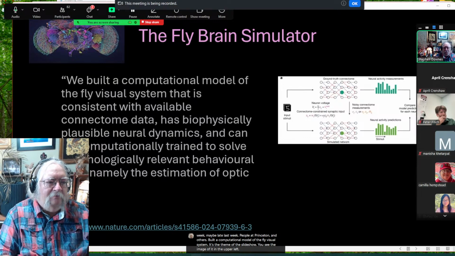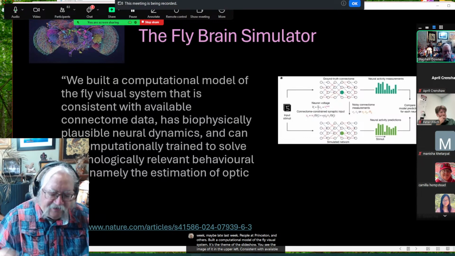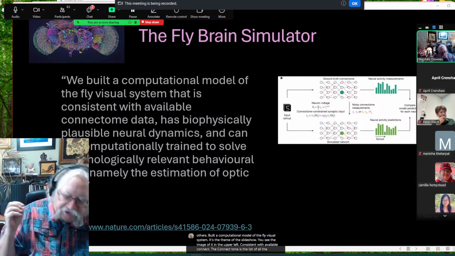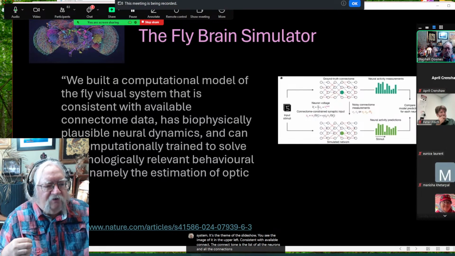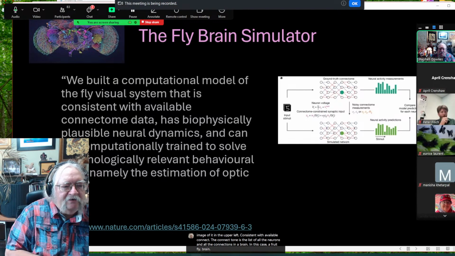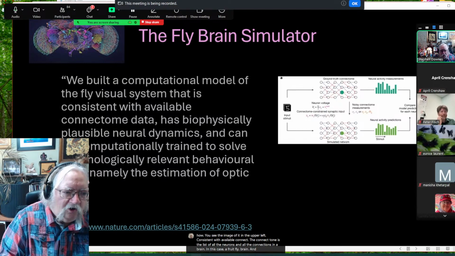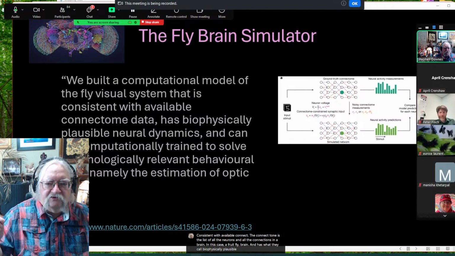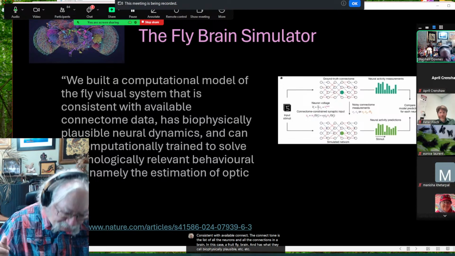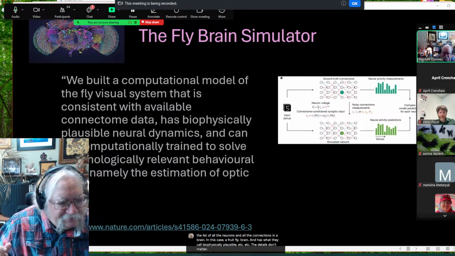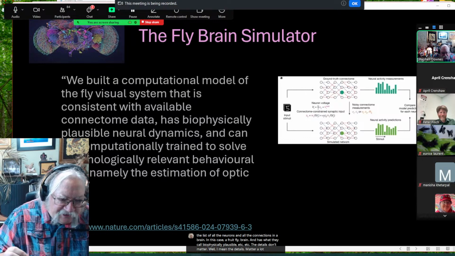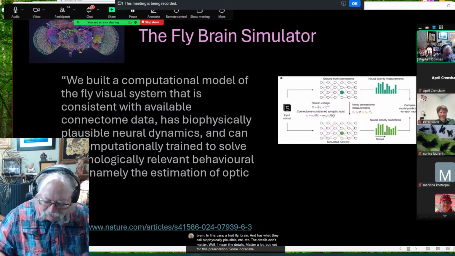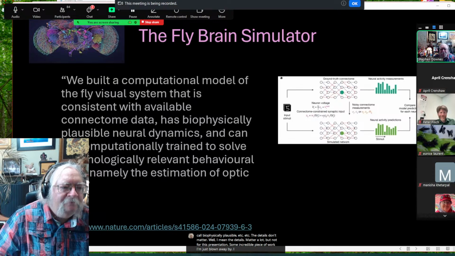Consistent with available connectome data. The connectome is the list of all the neurons and all the connections in a brain, in this case a fruit fly brain, and has what they call biophysically plausible neurodynamics, etc., etc. The details don't matter. Well, I mean, the details matter a lot, but not for this presentation. It's an incredible piece of work. I'm just blown away by it. I love this piece of work.